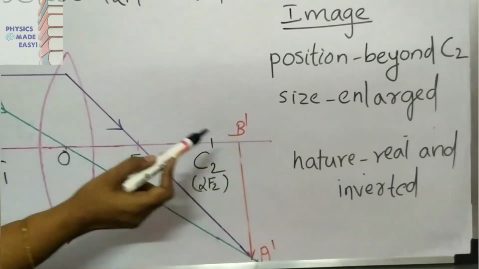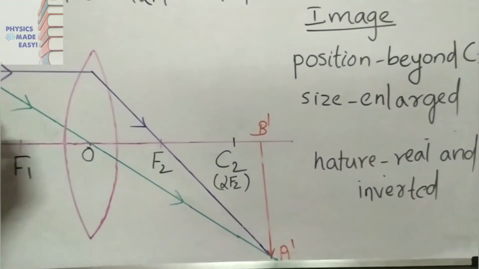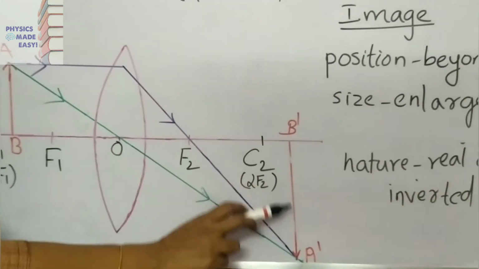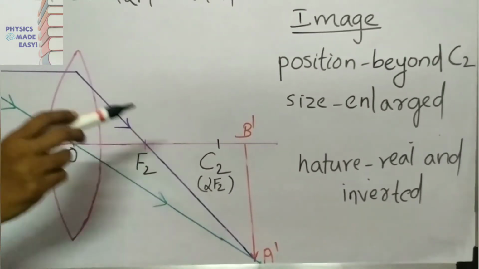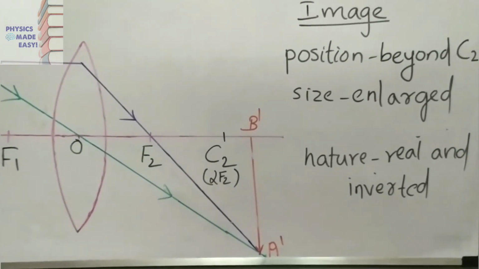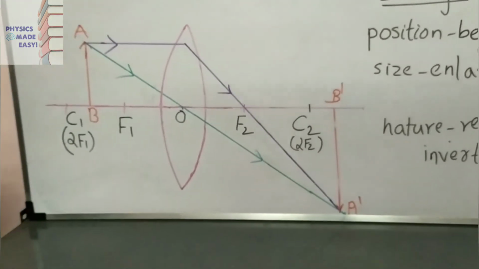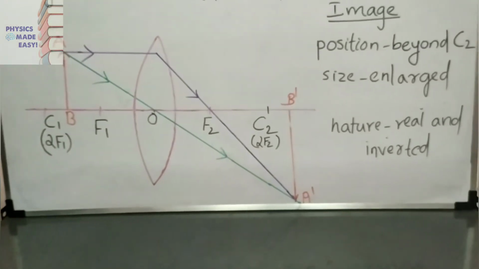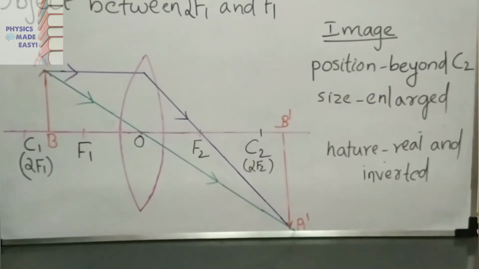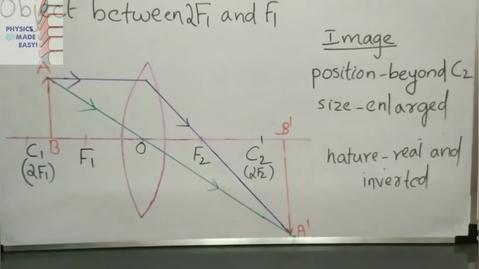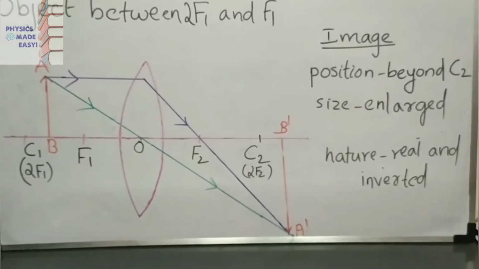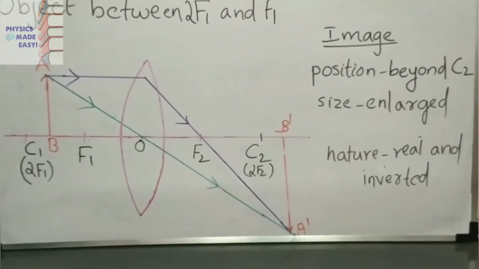What about the size? If you are comparing the size of the object and image, you can see that is an enlarged image. So if you are placing the object between 2f1 and f1, you will get a real and inverted image beyond C2. What about the size of that image? That will be an enlarged image.